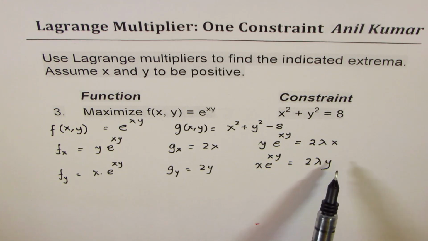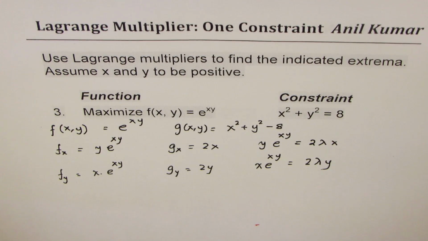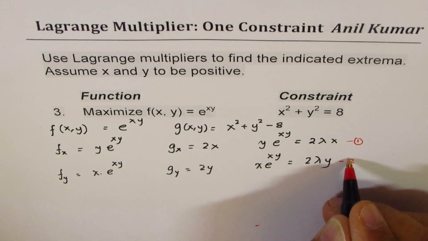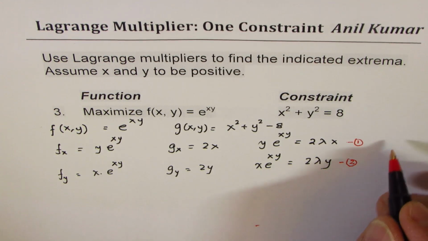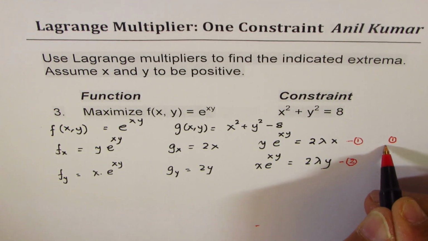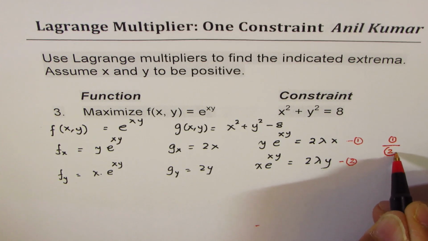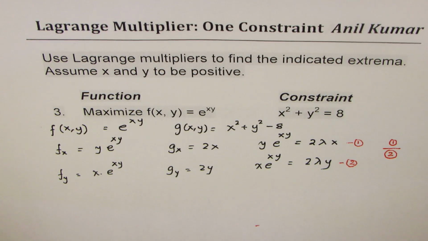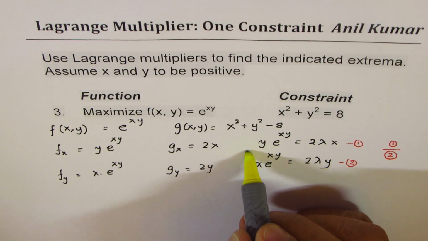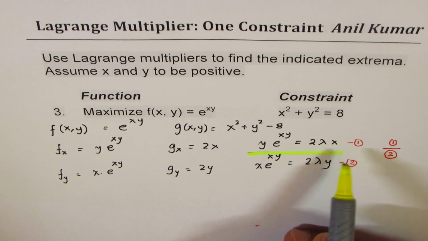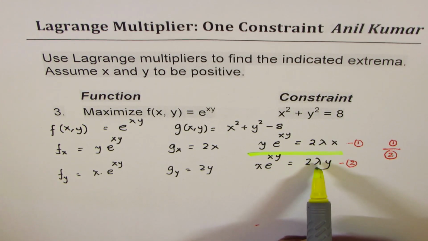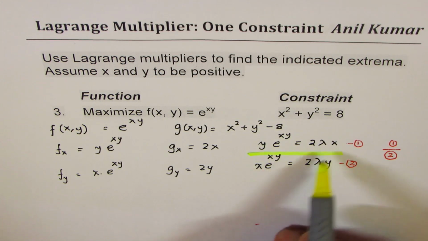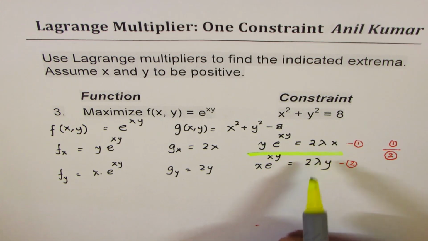The best way to solve this will be, let's say this is our equation 1 and this is our equation 2. What I do here is equation 1 divided by equation 2. Right? So if I divide one by the other, 2 lambda cancel out, exponents cancel out, we get y over x equals x over y. You get an idea, right?